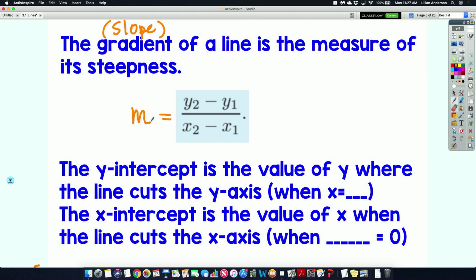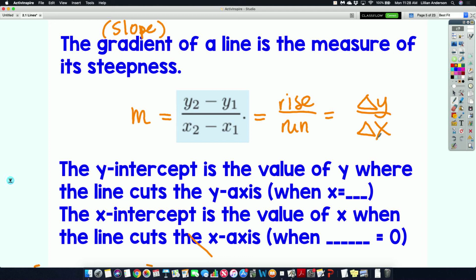It still uses the variable m. M is still slope. That's also known as rise over run, or the change in your y's over the change in your x's. That symbol, that's the Greek letter delta. It means change. So as your y's are increasing or decreasing, as your x's are increasing and decreasing.